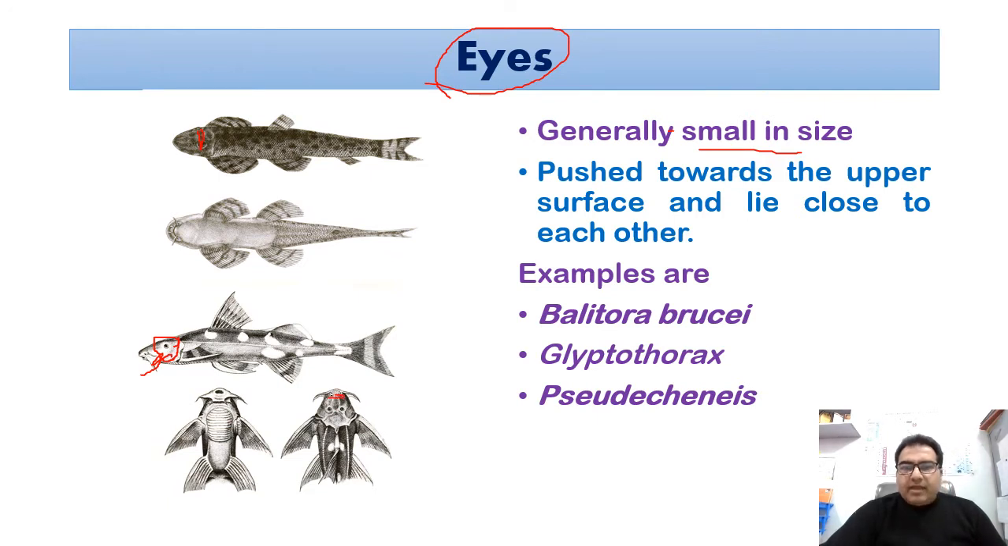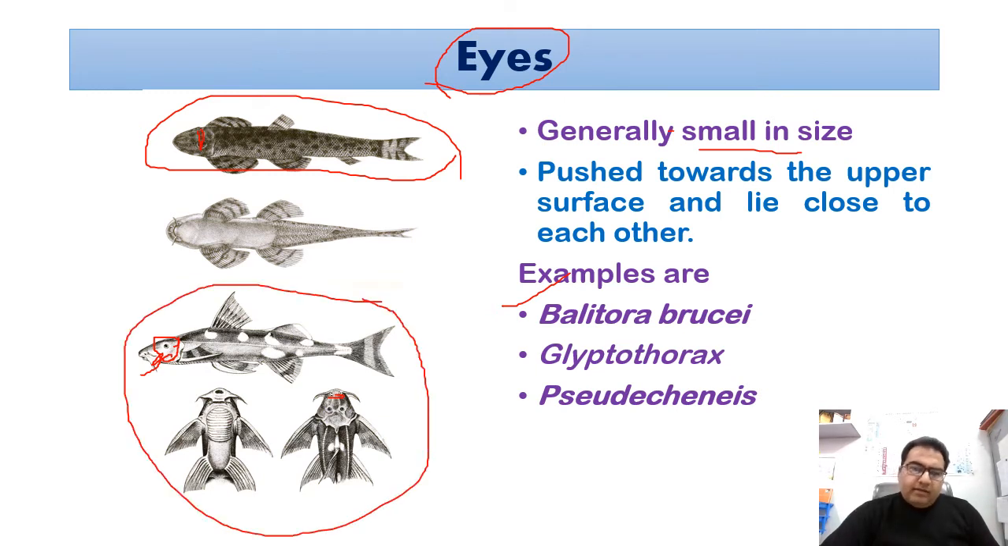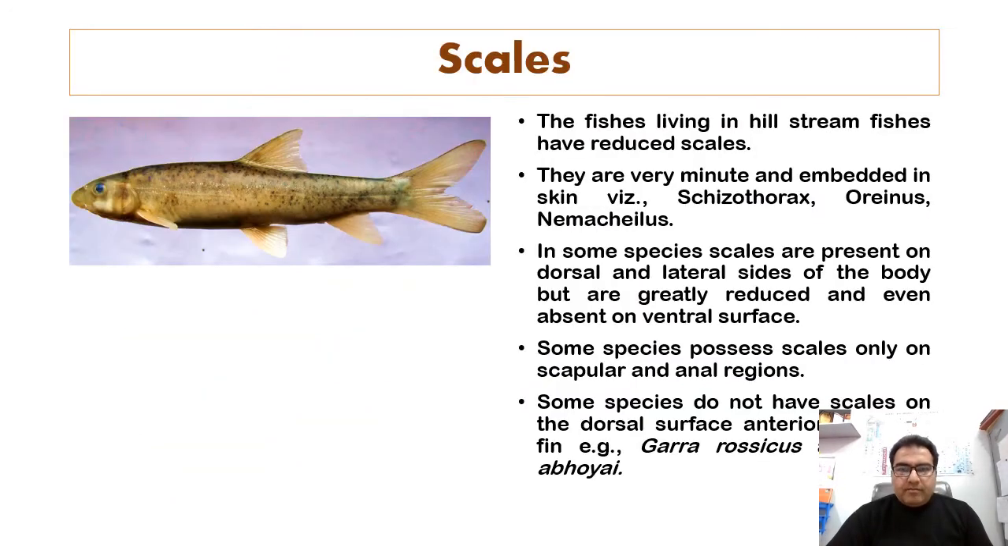The examples of such fishes are Balitora brucei, and we also have the Glyptothorax and the Pseudoechinus. So what we studied is that in these fishes the eyes have become small in comparison. The eyes are small and pushed upward, so that the distance between the two eyes has become less.